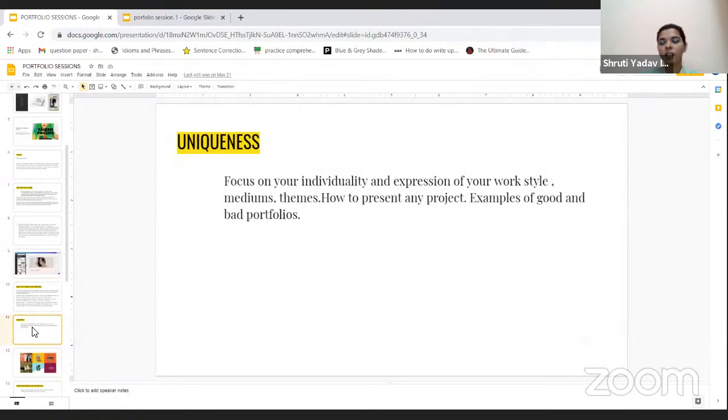Then when we come to the uniqueness part of it, that is the part where we're talking about our creative works, or the works where we're working on our own personal projects or our own ideas.